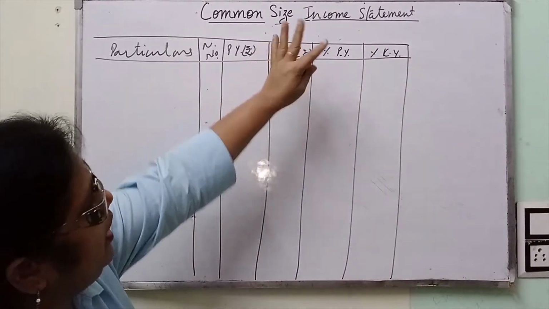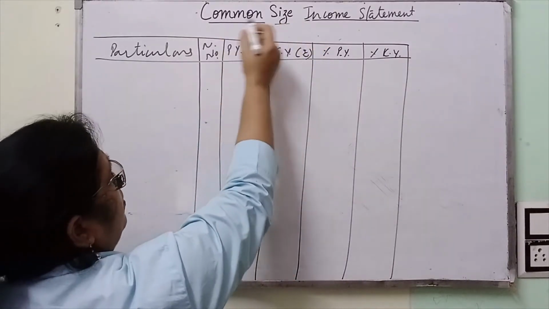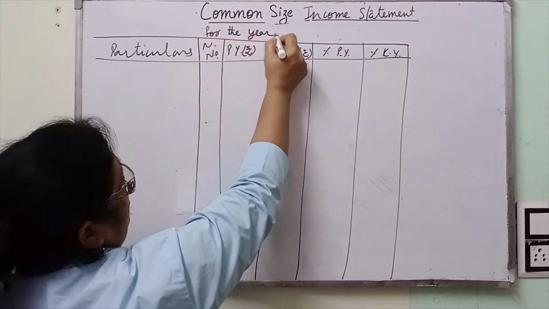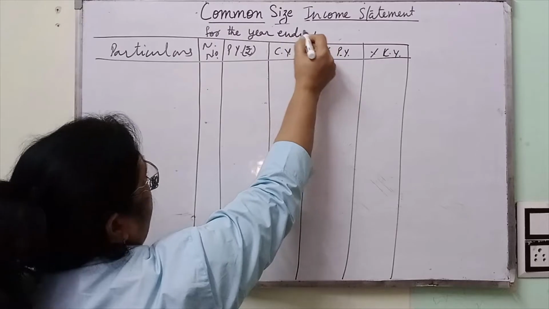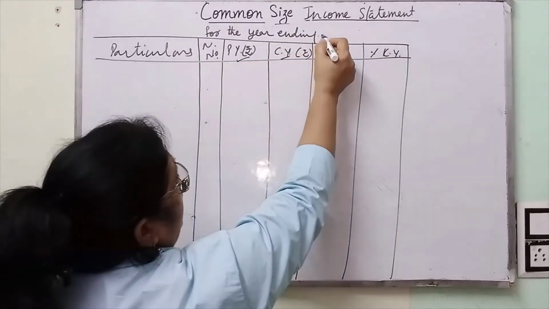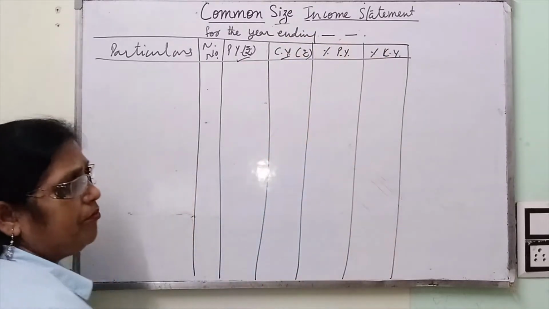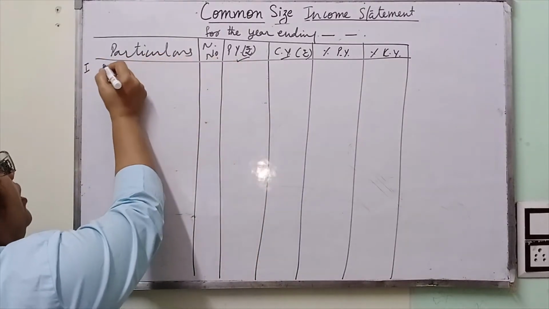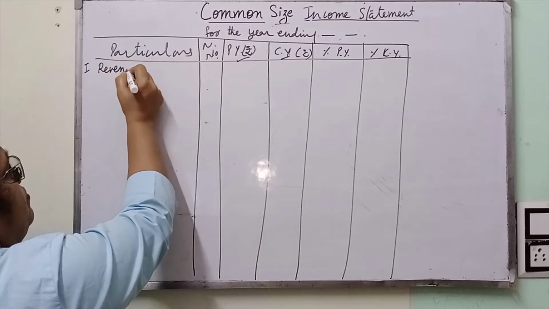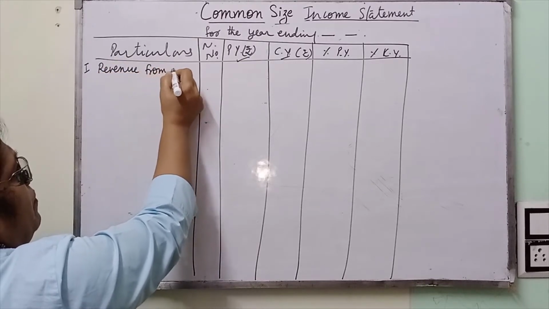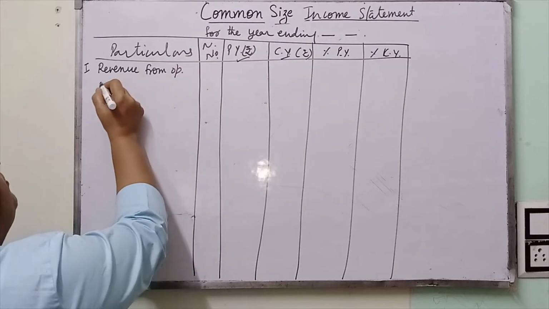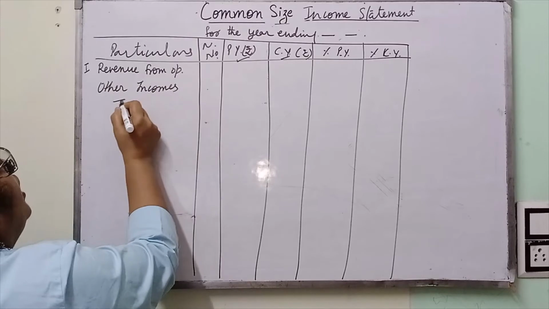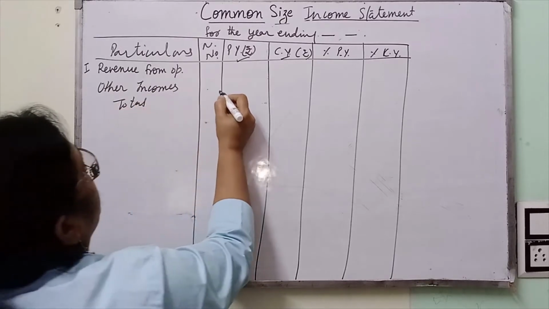At the top we have to write for the year ending, and if we are considering two years, then we have to write two different years. First in the statement of profit and loss is revenue from operation. In this we also have to add other incomes. Then we have to make the total.